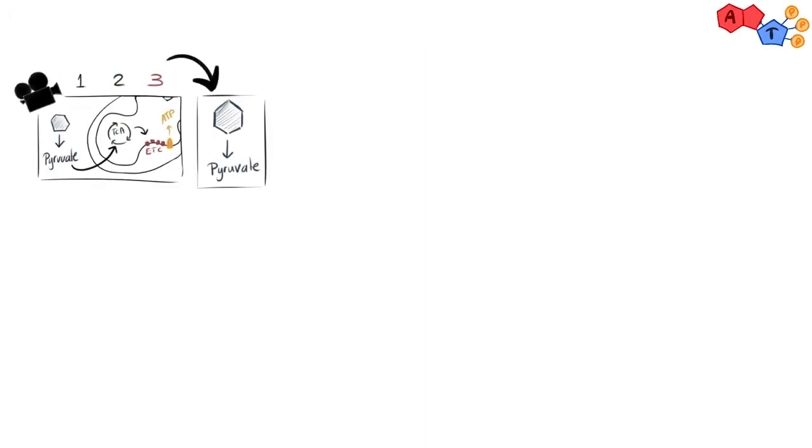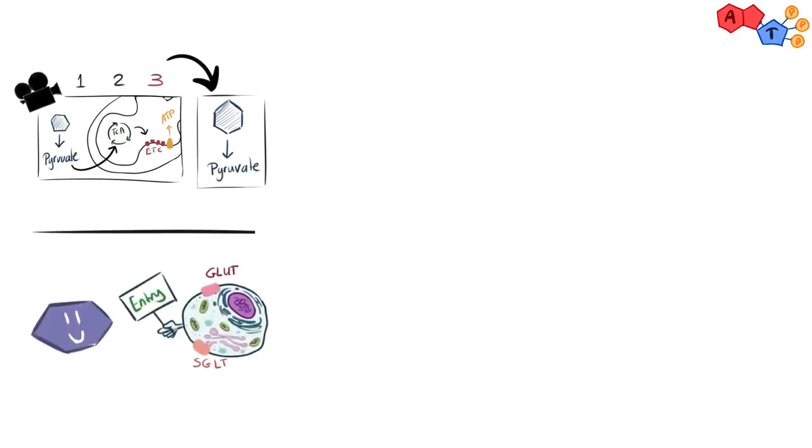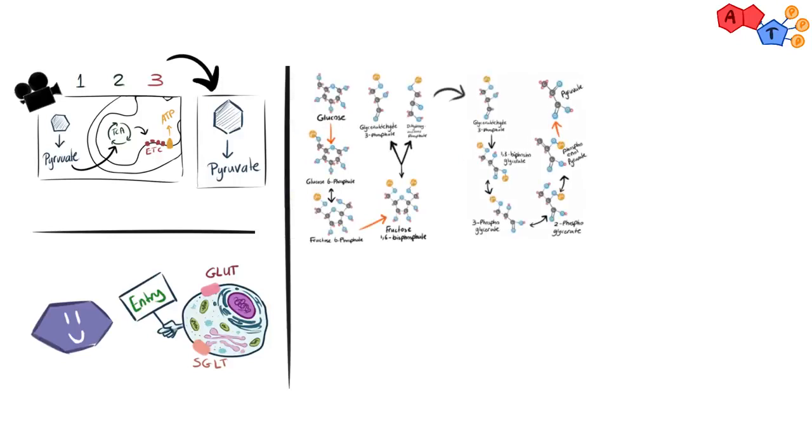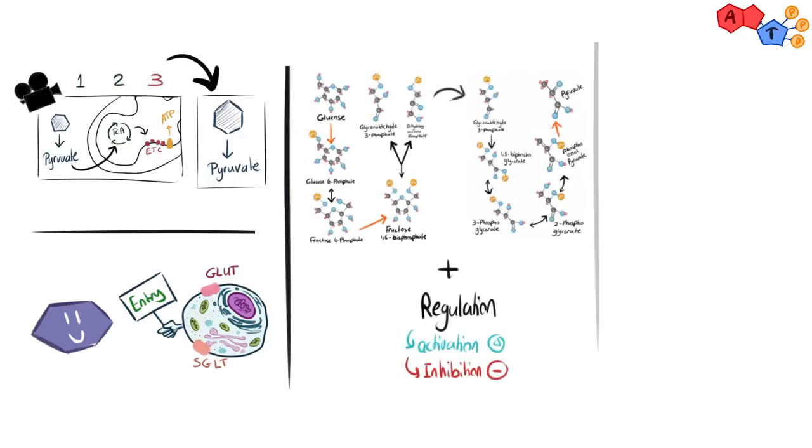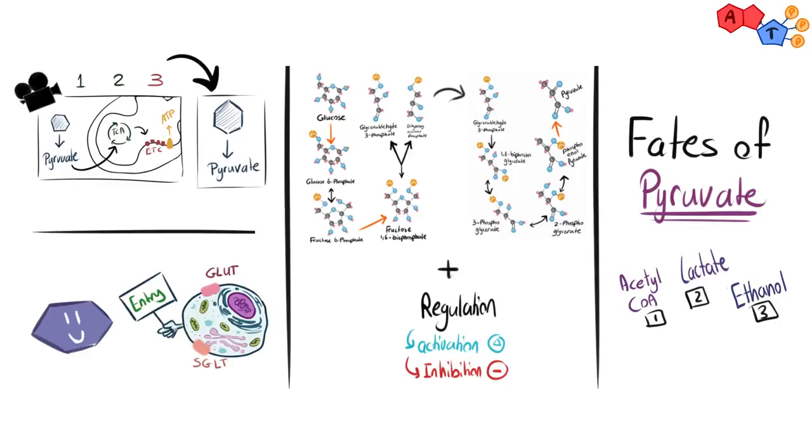So, in this video, we talked about glycolysis, the first stage of cellular respiration. We discussed the different transport systems by which glucose enters the cell. We saw the reactions that glycolysis consists of and how they are regulated. And finally, the fates of pyruvate at the end of glycolysis.